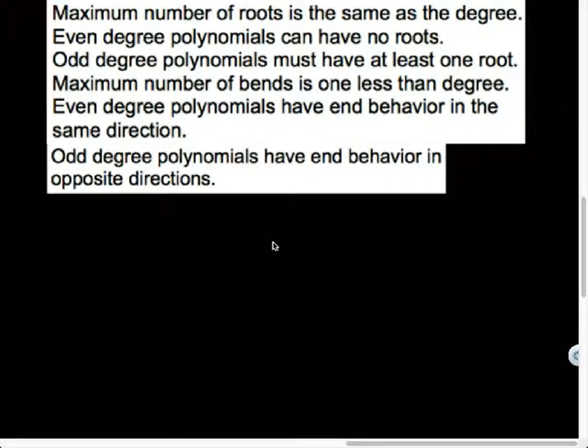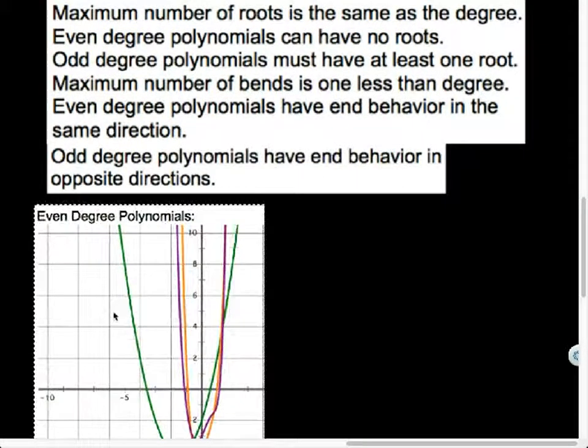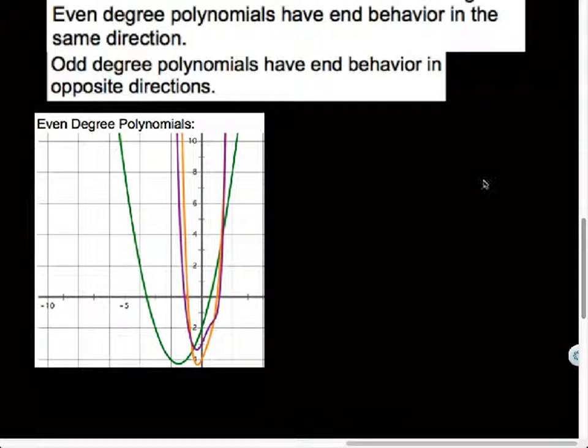So here we are. Here's some examples of some even degree polynomials. The green one's a parabola, so that's x squared. The orange one, I believe, is x cubed, or sorry, x to the 4th. The purple one is actually an x to the 6th. And notice that all of them come in from the positive side and all of them go out the positive side. All right, so that seems to make sense.